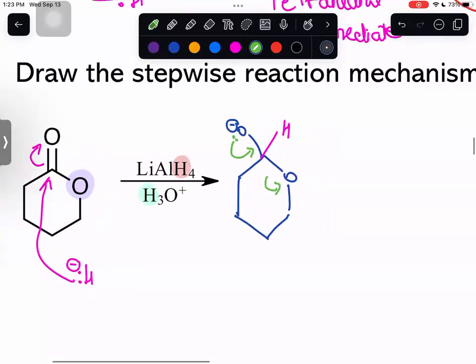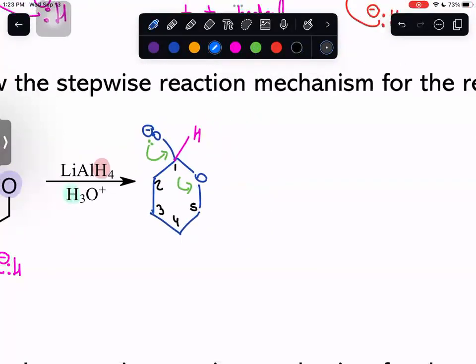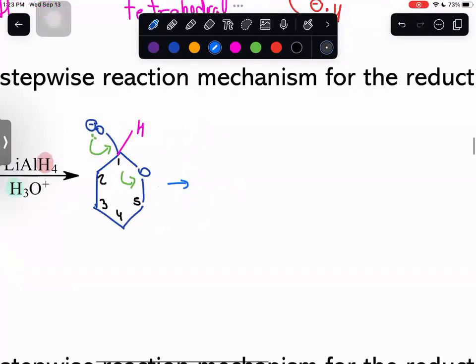So that's when you have to keep track of your carbons. So let's just label them. This is 1, 2, 3, 4, and 5. And then let's start drawing out this structure.